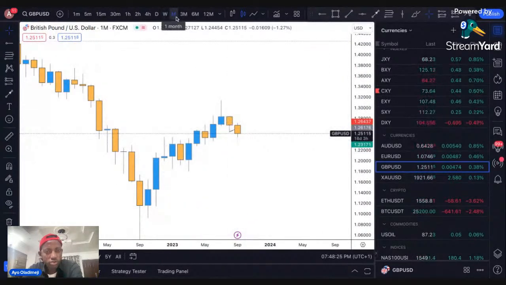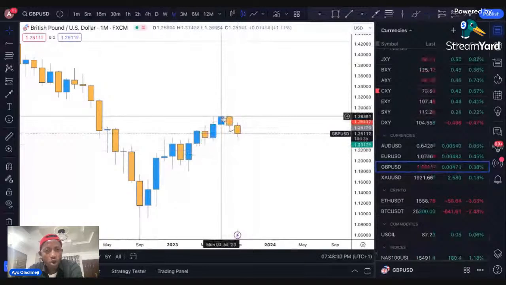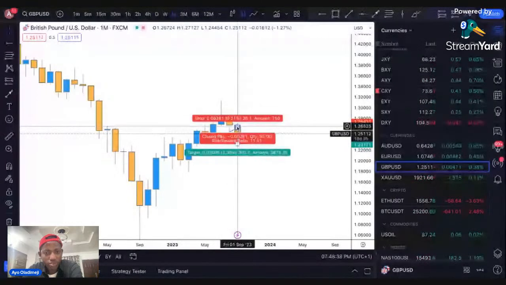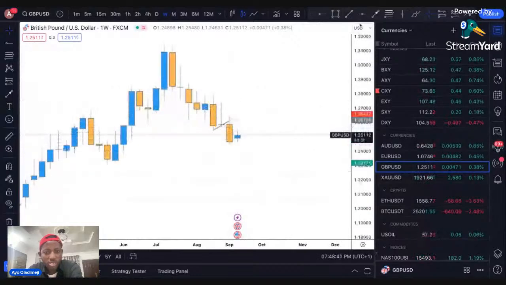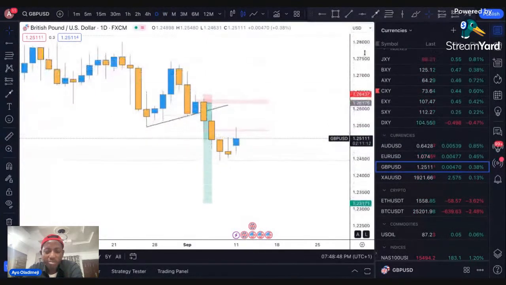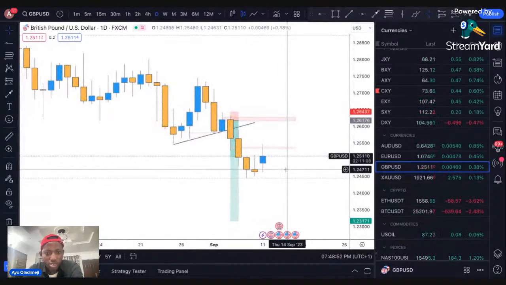So what do you see happen? It means that in a 1 month candle, you are going to find 4 weekly candles. In a weekly candle, you are going to see 7 daily candles. And in a daily candle, how many 4-hour candles? 6 four-hour candles.